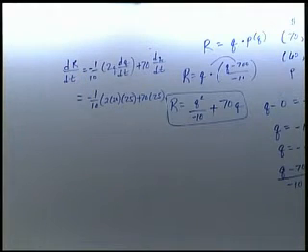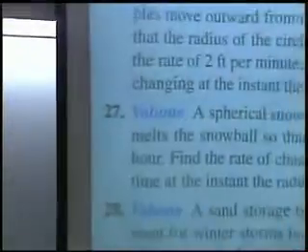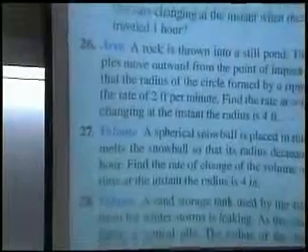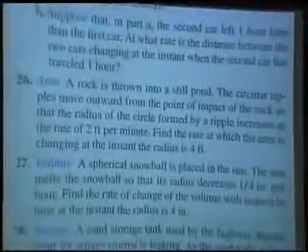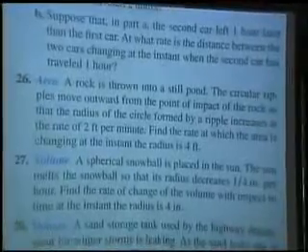Now, not all of our implicit differentiation questions are revenue or business type examples. We also have some in the physical sciences. And I'm going to go ahead and do number 26 right here as our next example. Okay? Talking about a rock thrown into a still pond.